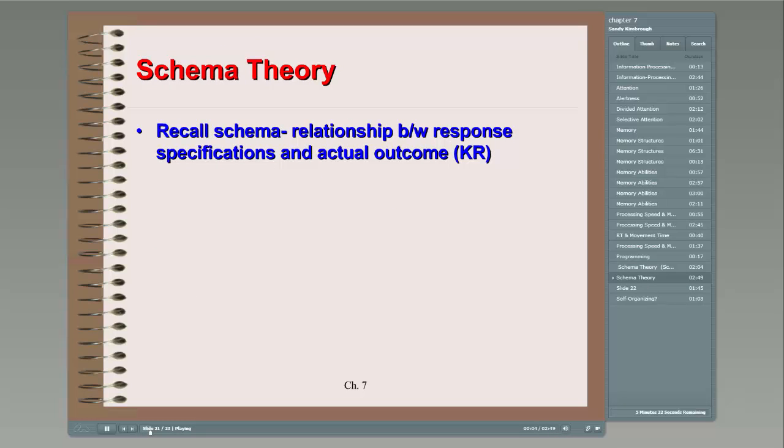Part of schema theory is also the recall schema, which is the relationship between the response specifications and the actual outcome. So to produce a new response, a movement that you've never done before, if you're thinking of it like a computer program, you enter in the initial conditions. What are the initial conditions? Well, how far away from my target am I if I'm talking about throwing? And you also enter in the desired outcome. Where do I want the ball to land?